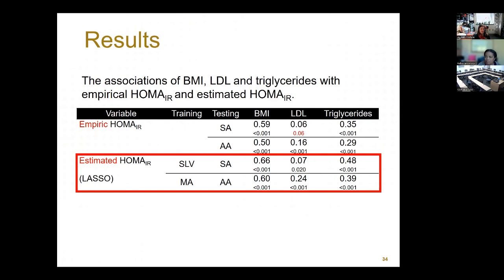Looking at the estimated levels, again, consistency in the models, you're seeing really the same effects for the most part in terms of that correlation between estimated HOMA-IR and directly measured BMI, LDL, and triglycerides. And so this really displayed the same patterns and effect sizes across cohorts using empiric and estimated data.